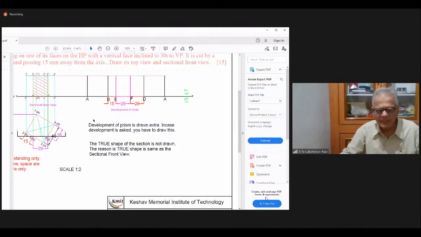So this problem already, some 5 to 6 students have done it correctly. So at least some people have tried. I really don't understand why you people have not tried. It's very, very clear, please.